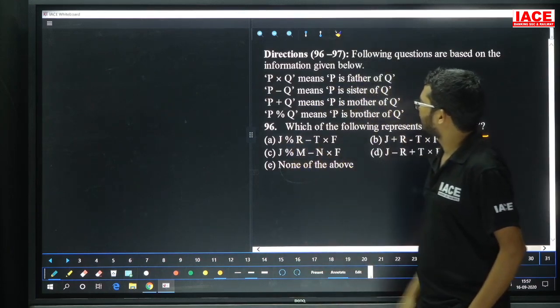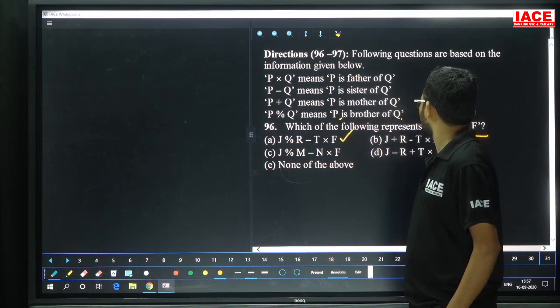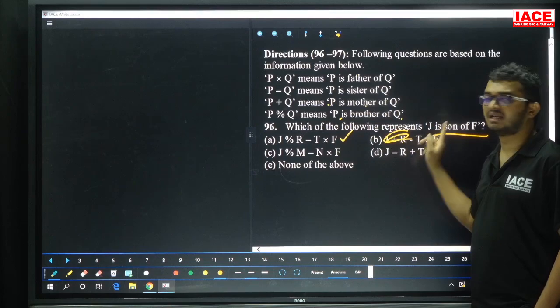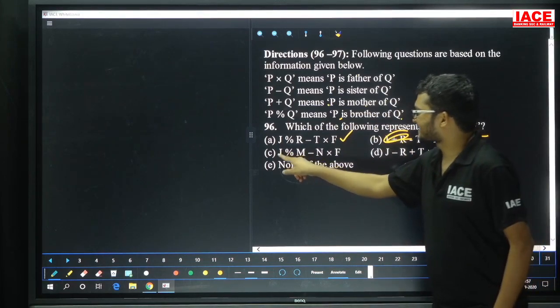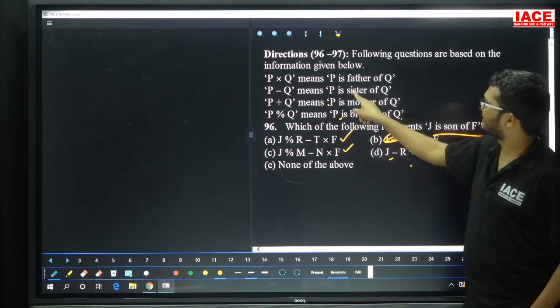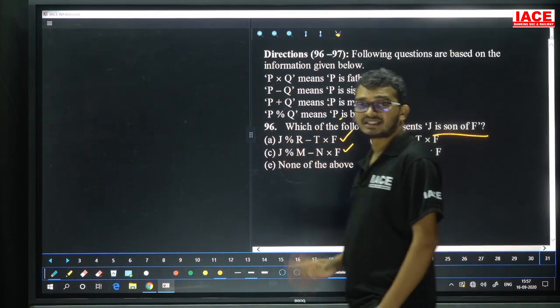Now check the first option. J percentage R. Percentage means brother. That means J is male. There is a chance. J plus: plus means mother, so J is female. No chance. J percentage means brother. There is a chance. J minus: minus means sister, so J is female. No chance. Then the answer is A, C, otherwise none of these.